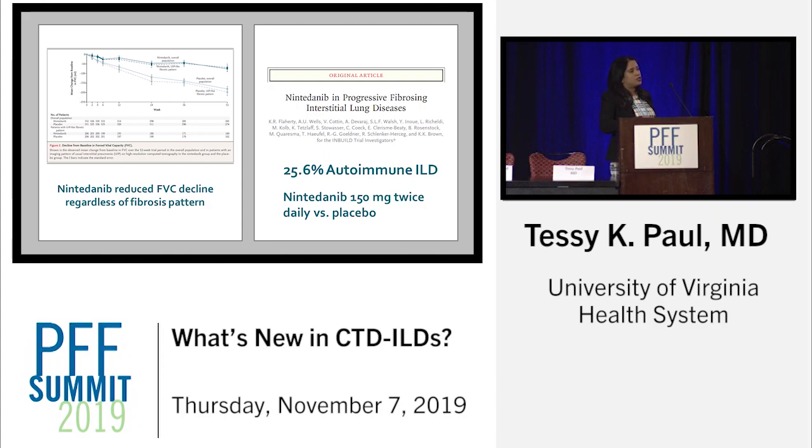So again, do we start progressive fibrosing patients on nintedanib? The answer is we still need more data, I would say. And this is not something that is FDA approved as of yet. It's interesting that these trials used the IPF dosing, and the benefit they saw was fairly similar to the INPULSIS trials that looked at nintedanib in UIP or IPF patients.